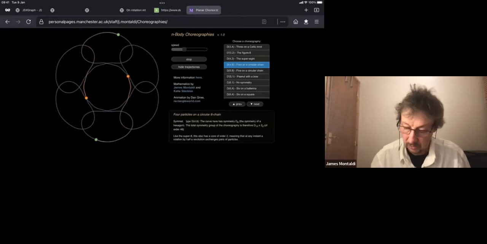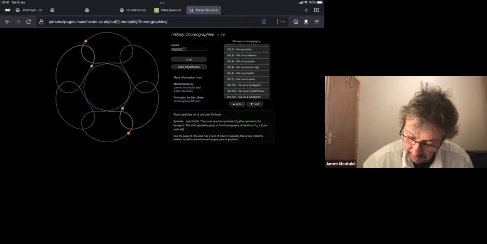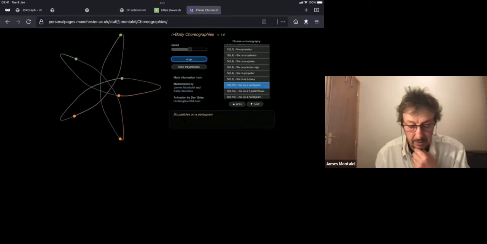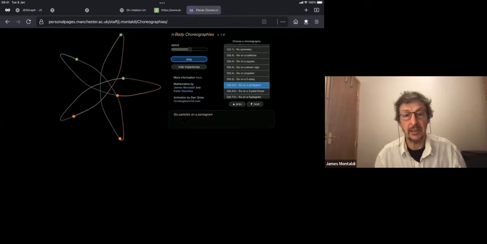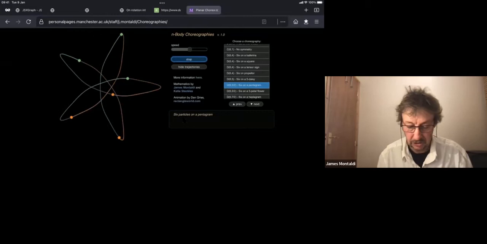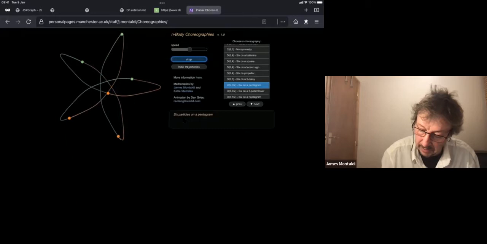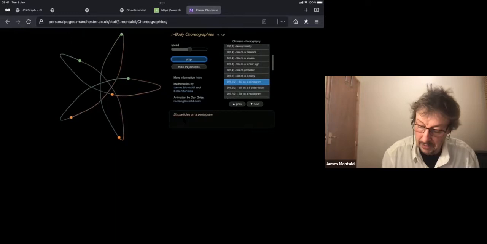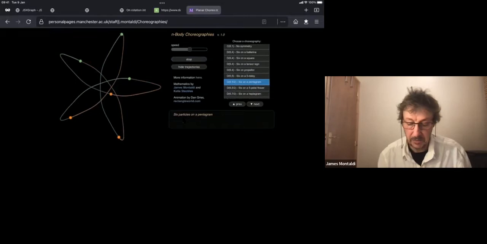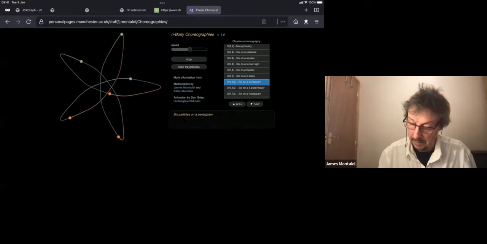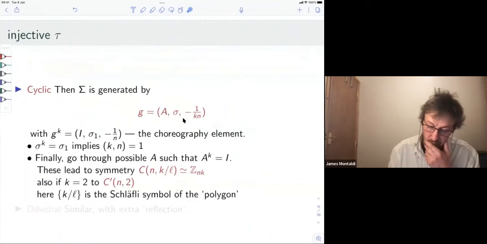But if one takes a different one, here's six going around a pentagon, but not from each vertex to the next vertex, but two further on. If you know the Schläfli symbol language, this would be K slash L. K would be five because it's a pentagon, slash L is two. So it'd be five slash two, which you can see written in the blue highlighted area here, because it's every other vertex. That's basically the classification when this map, this projection tau, is injective. I'll come back to that.